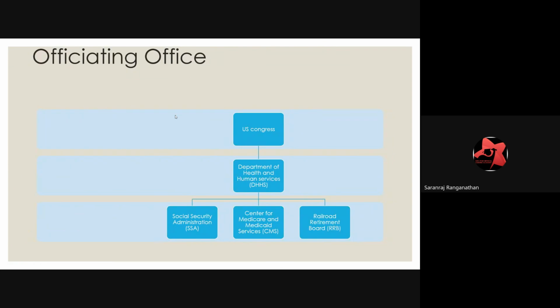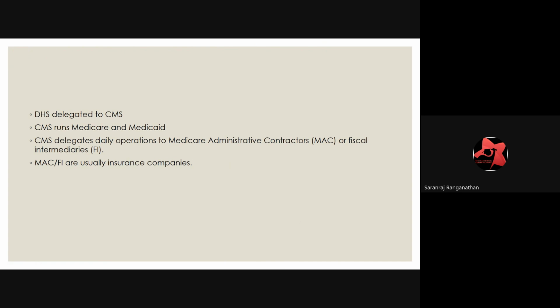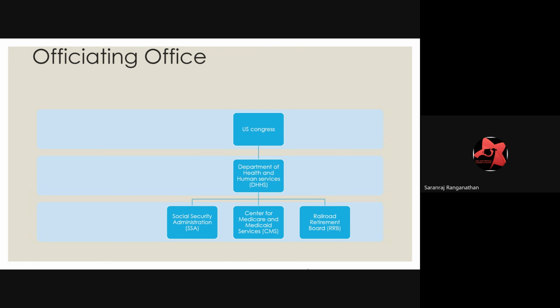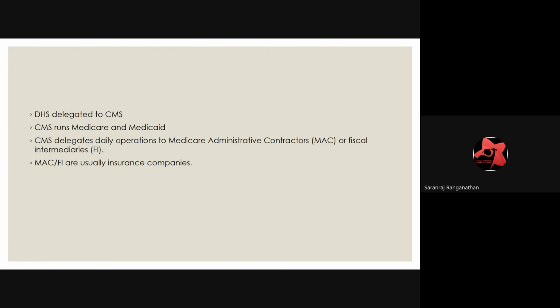Then the administering office. That means how they are planning this, and they have given it here. First, the US Congress, then the Department of Health and Human Services, then the Social Security Administration, the Centers for Medicare and Medicaid Services, and the Railroad Retirement Board. These are all involved in this plan. Okay. Then DHS. DHS means the Department of Health and Human Services.